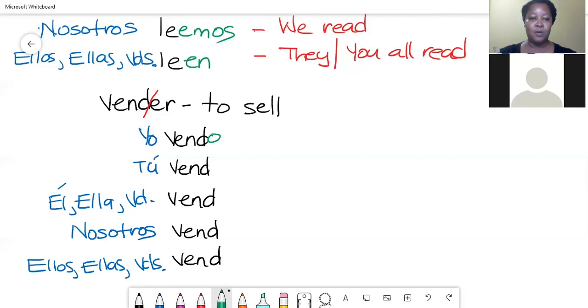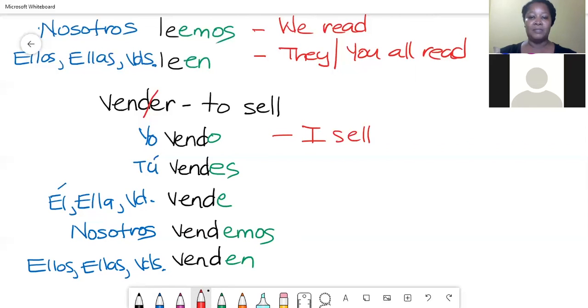Vendo, vendes, vende, vendemos, venden. Final step, let us insert the new meaning. Yo vendo, I sell. Tú vendes, you, the familiar you, sell.